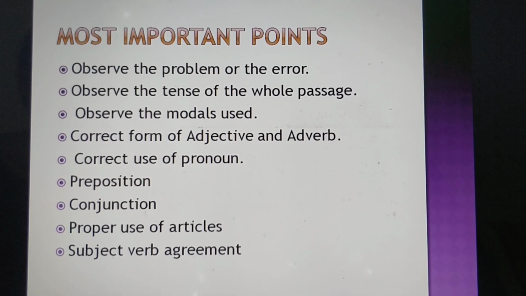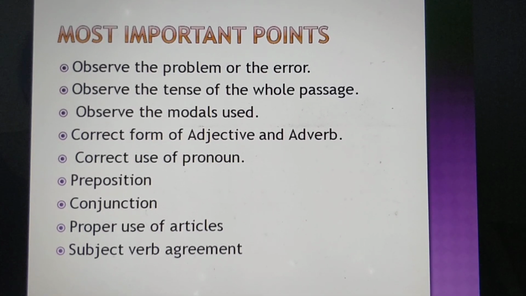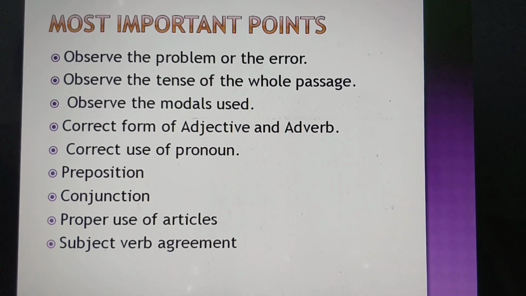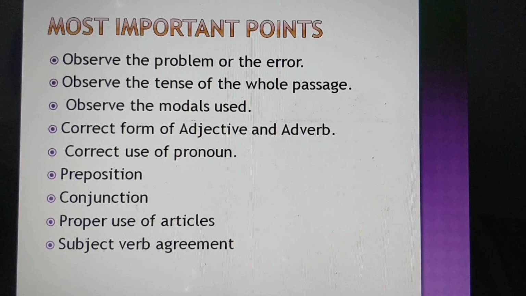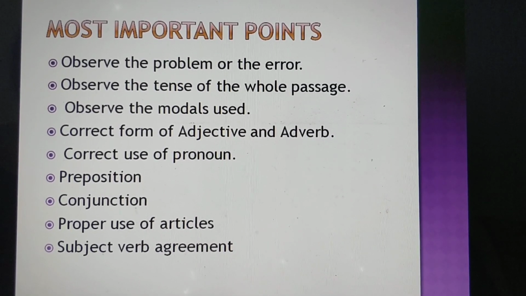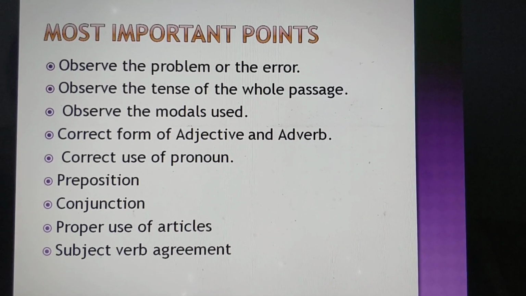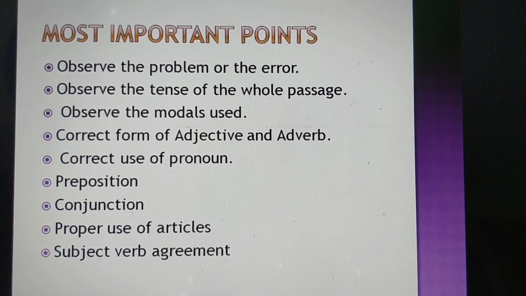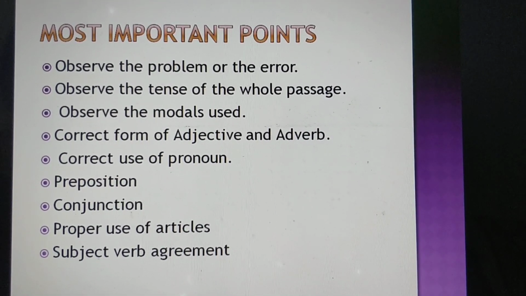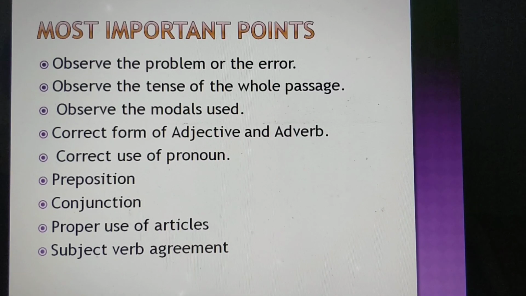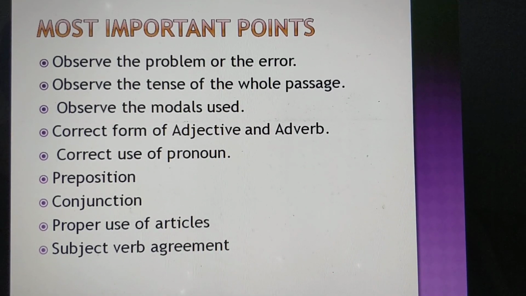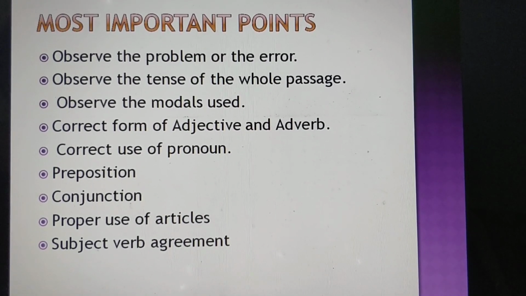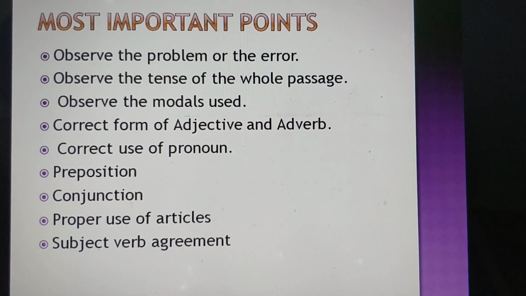We have to see whether the pronouns are in their right form or not. For example, with he it should be himself, but sometimes it is written herself. With she it is written herself, himself, etc. So we have to see all these things. There may be an error in prepositions and conjunctions also. We have to see that. Then the proper use of articles should be there.